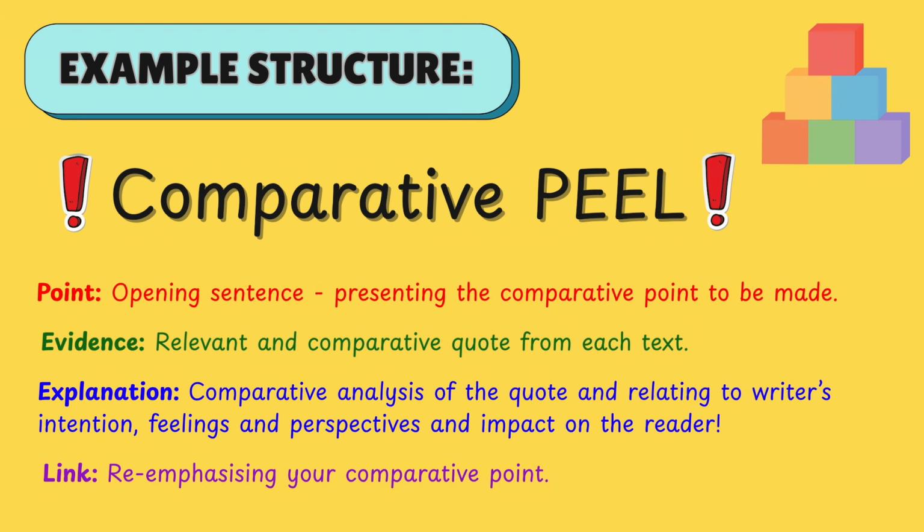So for structure, again, we can use this PEEL paragraph as our template, but instead we need to make it comparative. So once again, we want to present the opening sentence or point which we're making. Here is where you want to present the common idea or main comparative point you'll be discussing, which you would have found between the 2 texts. Then we want to move on to the evidence. This is using 2 quotes or phrases from each text which you'll be analysing and comparing in the explanation. And these would typically link to the main idea which we just stated in our opening sentence.